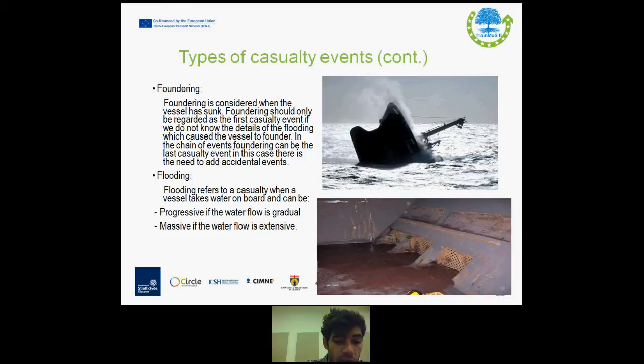Flooding refers to the casualty when a vessel takes water on board and can be progressive if the water flow is gradual, or massive if the water flow is extensive.